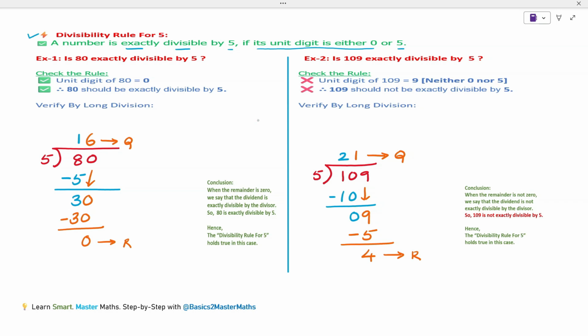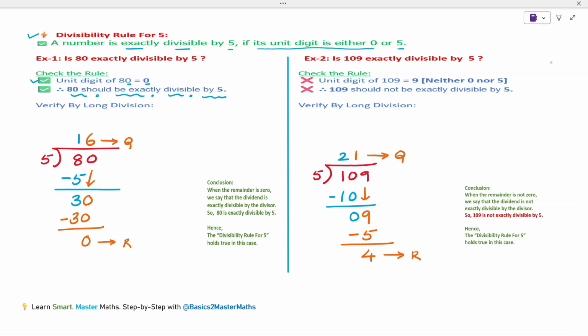Example: is 80 exactly divisible by 5? Let us check the rule. The unit digit of 80 is 0. Therefore, the rule is satisfied. Hence, 80 should be exactly divisible by 5. Got it?